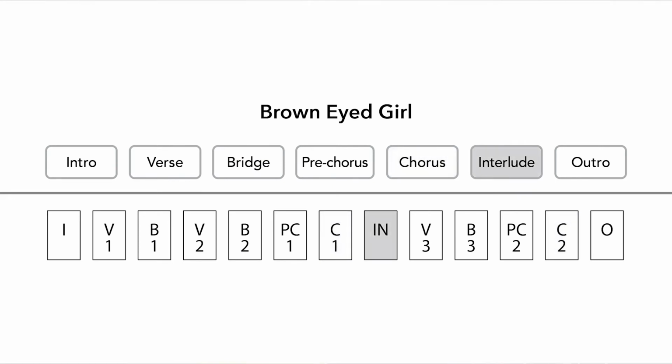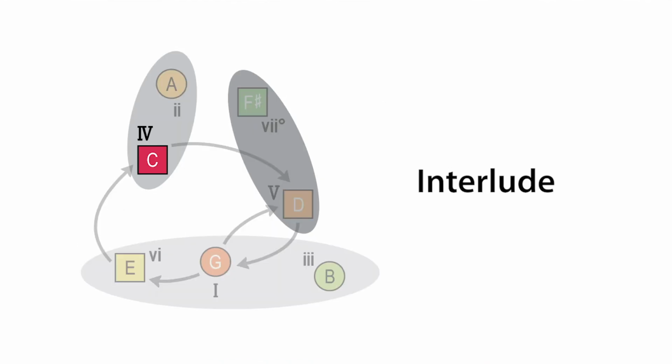Now, after the first chorus of Brown-Eyed Girl, it goes into an instrumental piece, which is really just the bridge chord progression, with that nostalgic E minor.